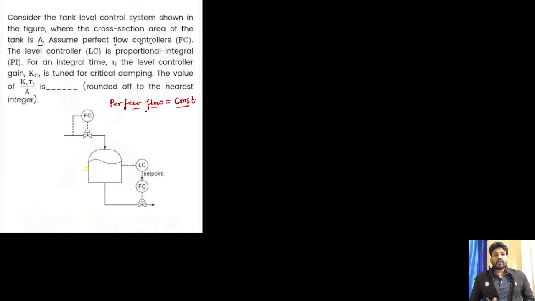Okay, perfect flow means at a particular value we are getting the flow. The level controller LC is a PI controller, so this is PI, and for an integral time tau I, Kc is the level controller gain, ठीक है, is tuned for critical damping. This is called critical damping. If critical damping is there, we know what can be the value of the zeta. In that case, we have to calculate the value of Kc tau I over A. This is the question actually.